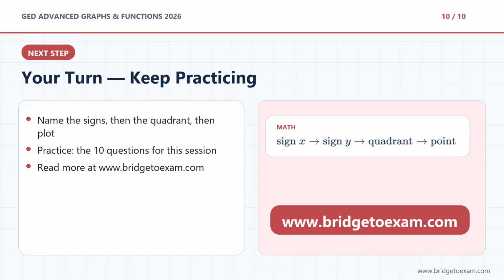Wonderful work today. You can now read the axes, plot any point, and name its quadrant with confidence. Your mastery check is the 10 practice questions for this session. For each one, write it out this way: the sign of x, the sign of y, the quadrant, and then the plotted point.